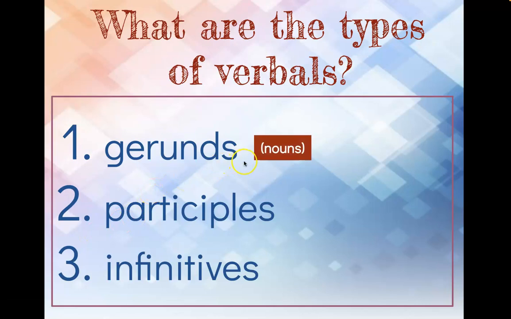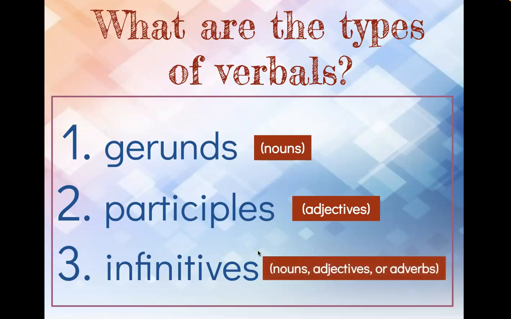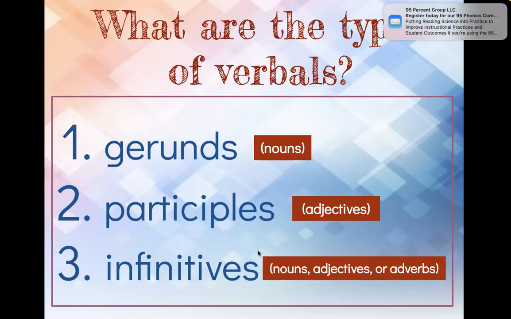So gerunds act like nouns, which is why we spent a lot of time talking about the different jobs that nouns do in sentences, because if a noun can do the job, then a gerund can do the job. The next job is participles. Participles sometimes look a lot like gerunds, but in the sentence they're acting like adjectives. They're describing nouns. And then infinitives act like nouns or adjectives or adverbs. They can do any job, so you really have to have a good understanding of jobs within the sentence.